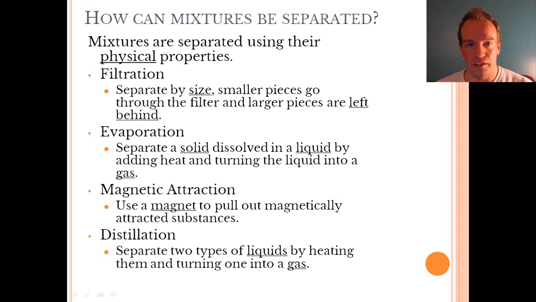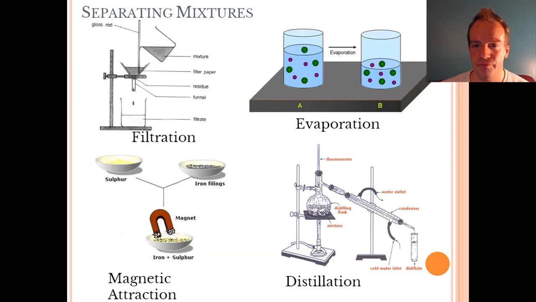And with distillation, we can separate 2 liquids by heating them, and one will turn into a gas and one will probably stay behind. So this is similar to evaporation, but with distillation, we have 2 liquids. So here are pictures of those 4 ways to separate mixtures.